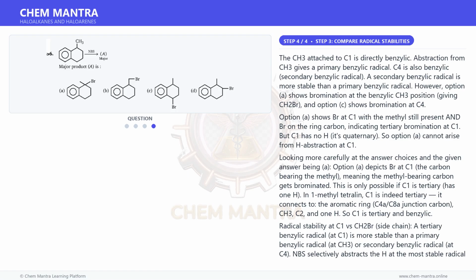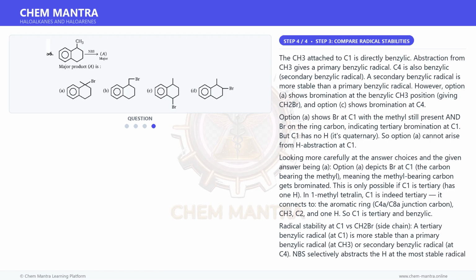C4. Option A shows Br at C1 with the methyl still present and Br on the ring carbon, indicating tertiary bromination at C1. But C1 has no H, it's quaternary. So option A cannot arise from H abstraction at C1. Looking more carefully at the answer choices and the given answer being A, option A depicts Br at C1, the carbon bearing the methyl, meaning the methyl-bearing carbon gets brominated.